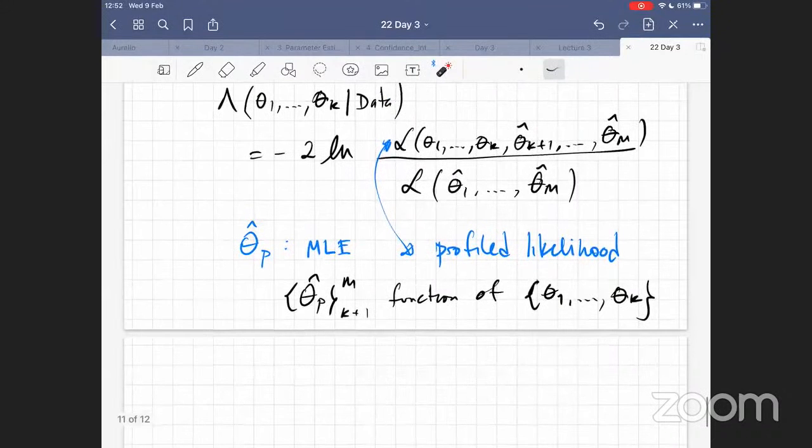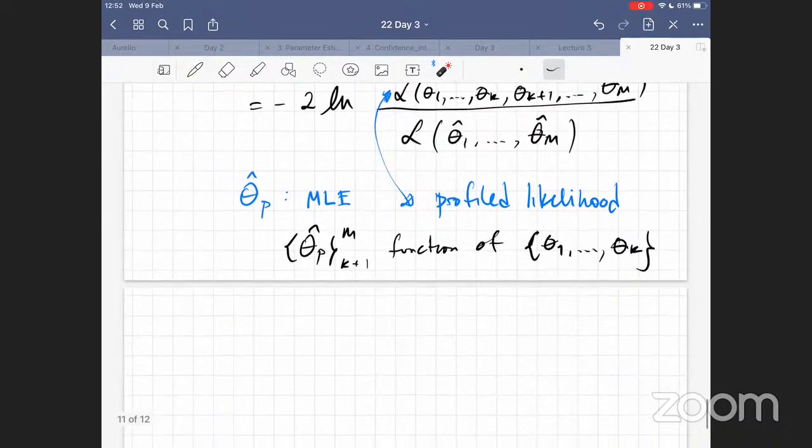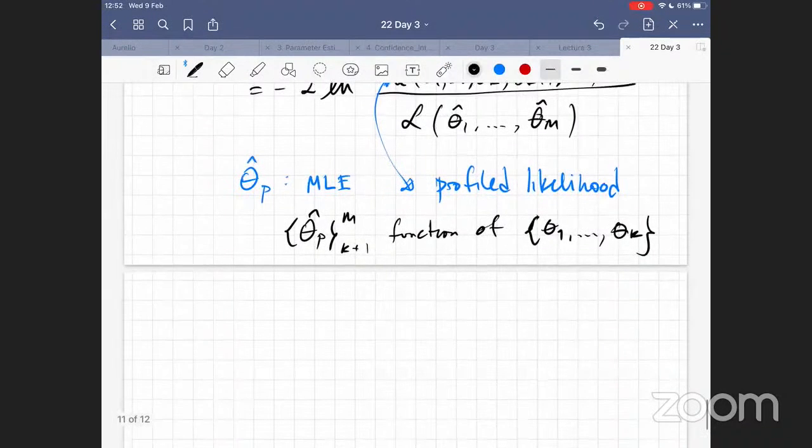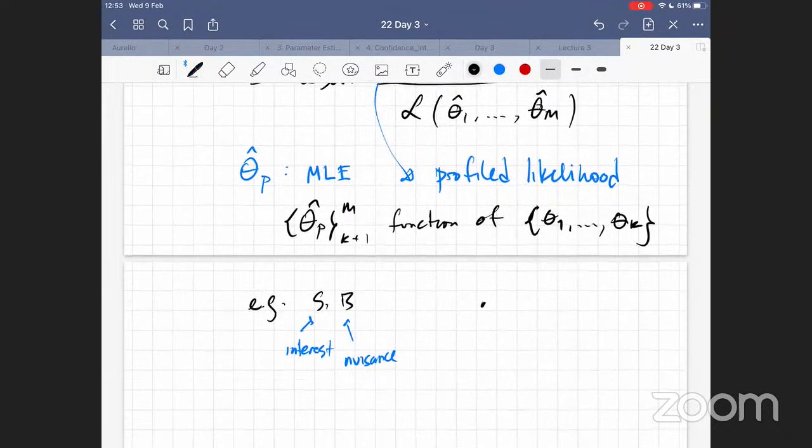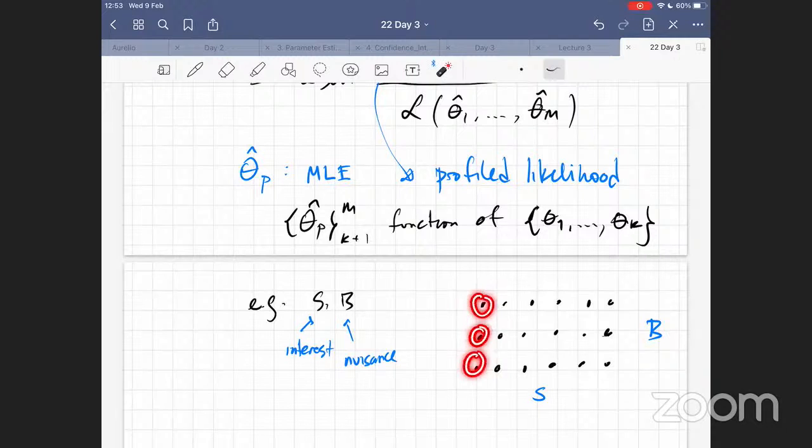So the way to go here is, how do you do this profile likelihood? This is probably worth giving an example. So imagine again that you have S and B, and this is of interest, and this is nuisance. The procedure is to do the following. Imagine that you have a grid of points in S and B, let's say. So I evaluate the likelihood for every S. For this S here, I evaluate the likelihood here, here, here, right?